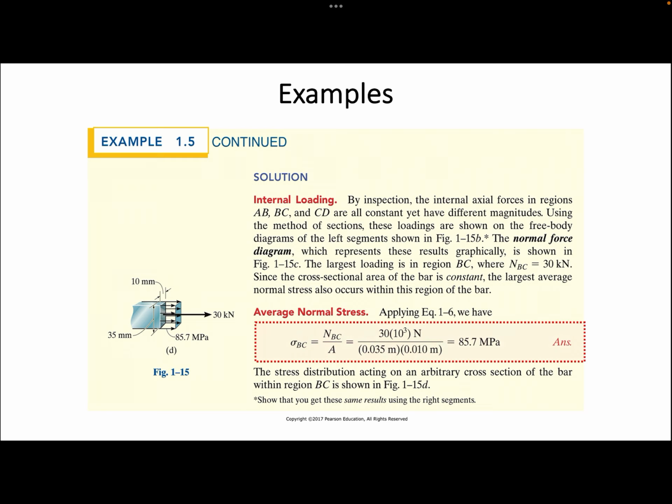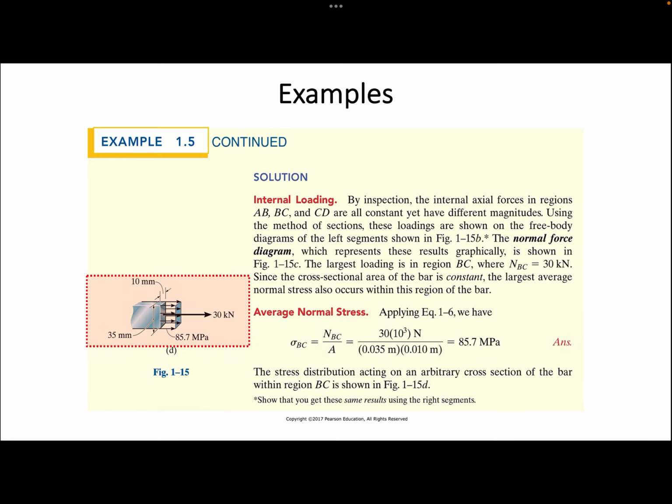Since we know the dimension of the cross-section area of the bar, we can find the average normal stress in segment BC using the equation that we discussed earlier in these lectures. Now, here is a visualization of the distribution of normal stress in any arbitrary cross-section of segment BC.